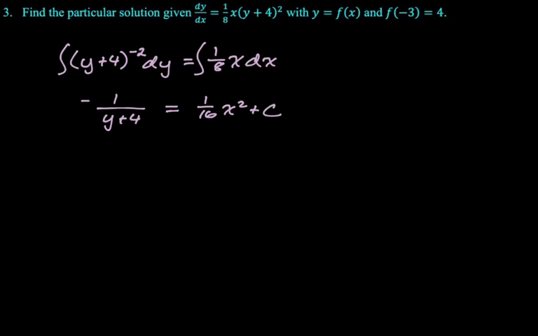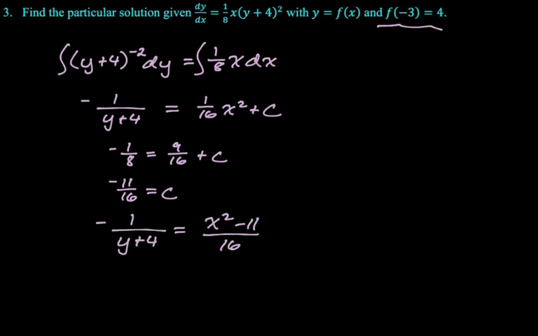All right, we need to solve for c. I don't think there's going to be a better time. I like to solve as soon as possible. So we know f of negative 3 is 4, so y is 4 and x is negative 3. Negative 1/8 is going to be 9 over 16 plus c, which means that c is negative 11 over 16. So I'm going to sub that in and just write the right-hand side with a common denominator. Negative 1 over y plus 4 is x squared minus 11 all over 16.